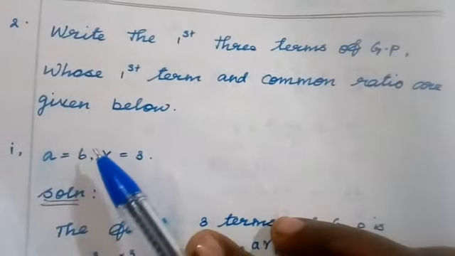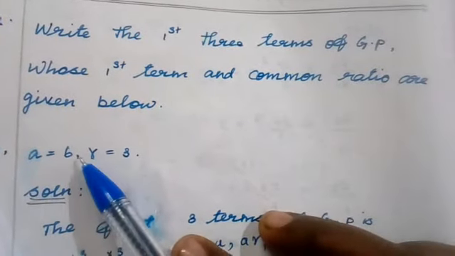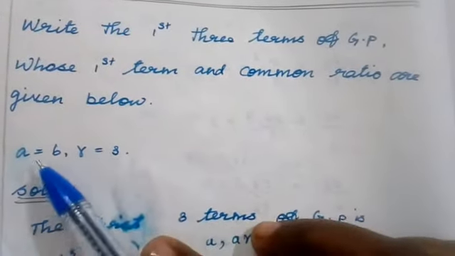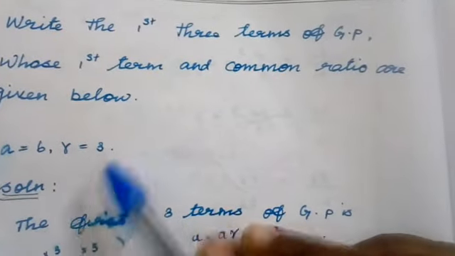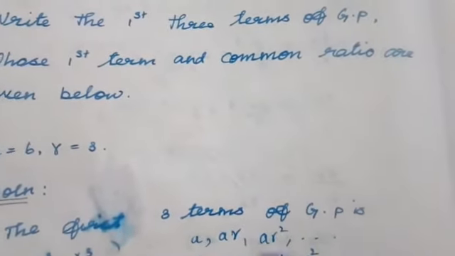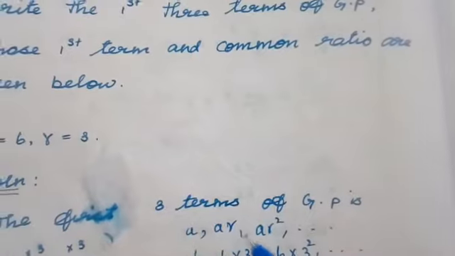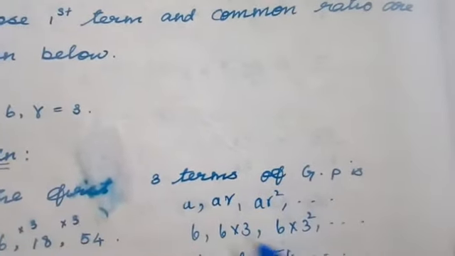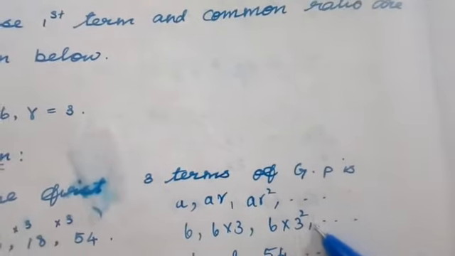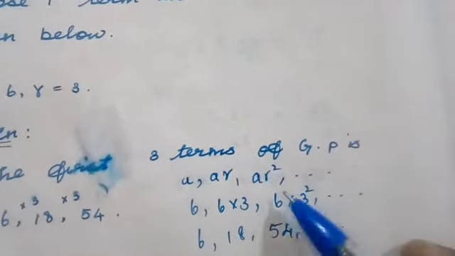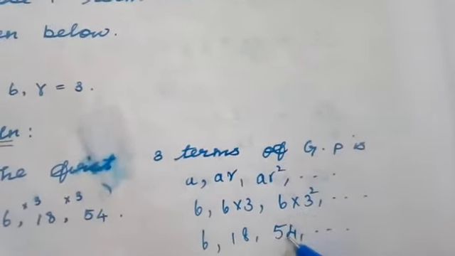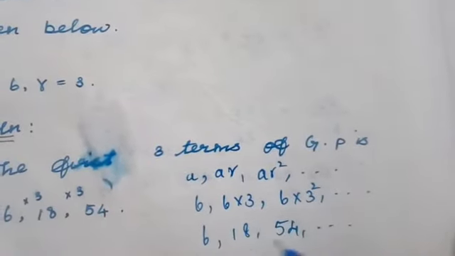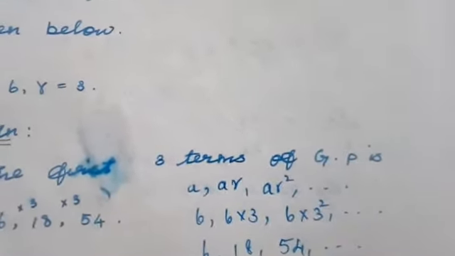First question, A equal to 6, R equal to 3. The first term is 6, the common ratio is 3. The first three terms of the GP are A, AR, AR square. That is 6, 6 into 3, 6 into 3 square. So that is 6, 6 threes are 18, 6 into 9 is 54. So the three terms are 6, 18, 54.